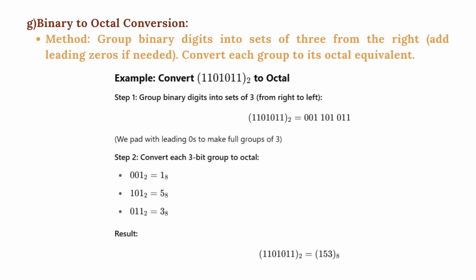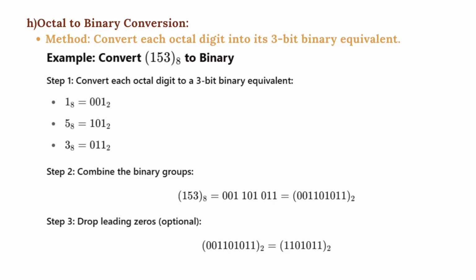Step 2. Convert each 3-bit group to octal. 001 is 1, 101 is 5, 011 is 3. Then we'll get as a result 153 is the octal form of binary 1101011.